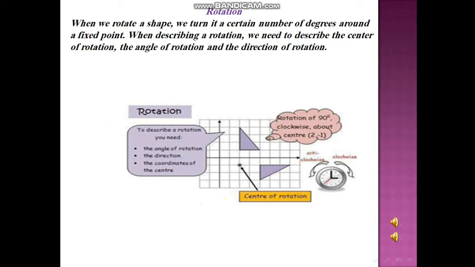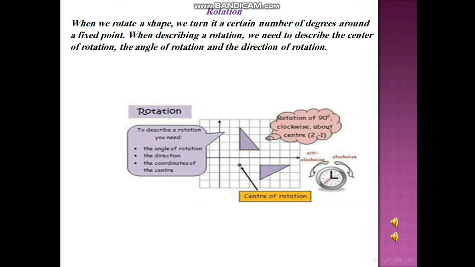In rotation, when we rotate a shape, we turn it a certain number of degrees around a fixed point. When describing a rotation, we need to describe the center of rotation, the angle of rotation, and the direction of rotation. Here we have an example of rotation. We will rotate the triangle on the upper side according to the information given on the right side. We will rotate the triangle 90 degrees clockwise about the center (2, -1).